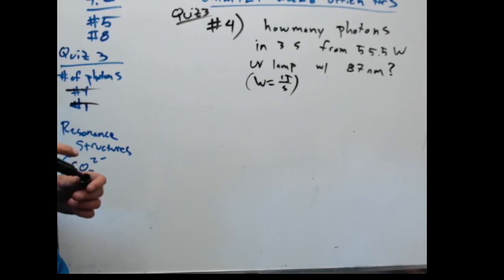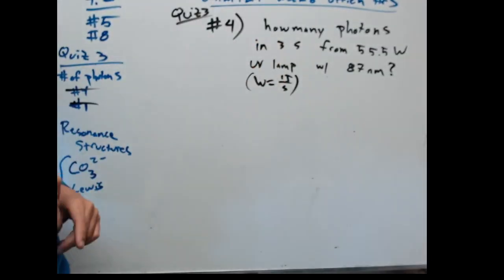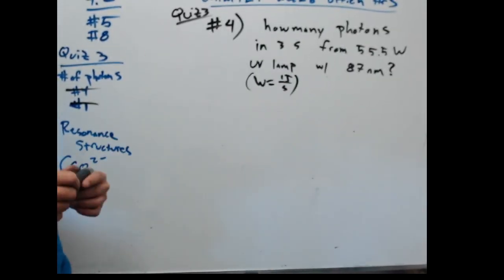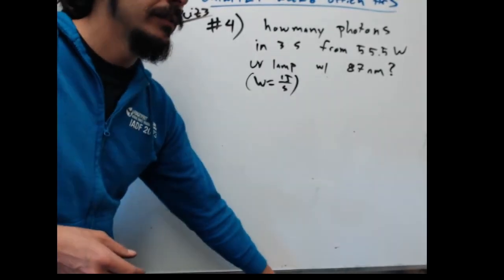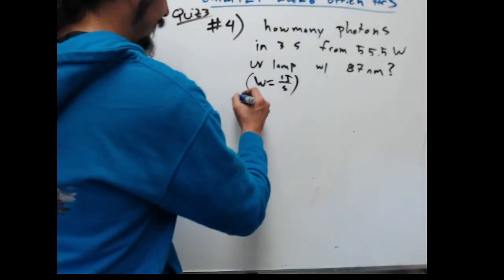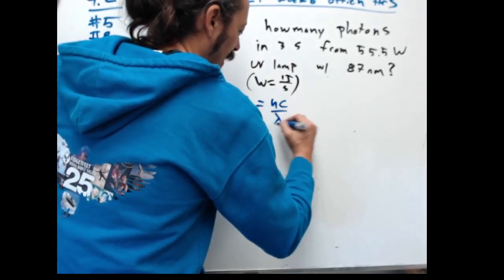How many photons? So we've got something that's in terms of some energy per second. We've got a number of seconds. We've got a wavelength. What's the important equation here that's not told to us that we need? The energy of a photon. Right. Energy of a photon equals hc over lambda.